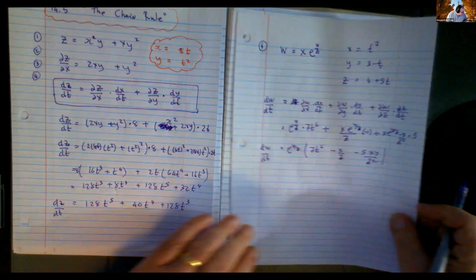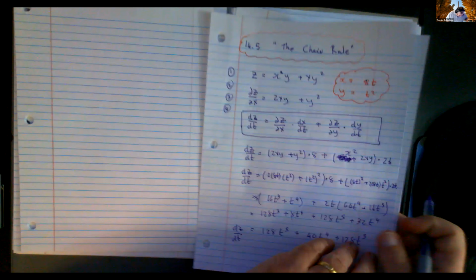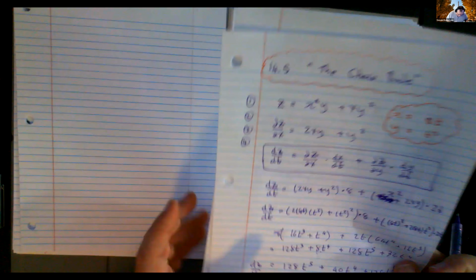Well, they're only essentially another layer to the chain rule. And the first example of that is going to be question 5. And it starts off that z is a function of x and y, nothing new here.